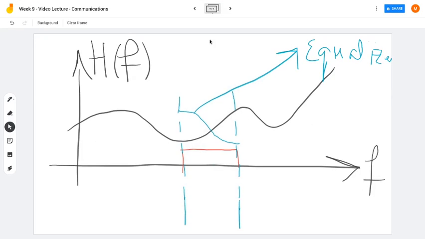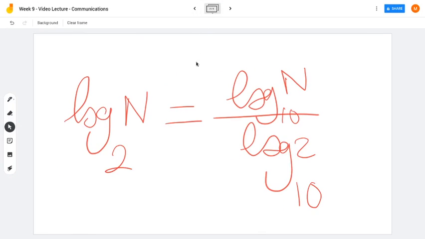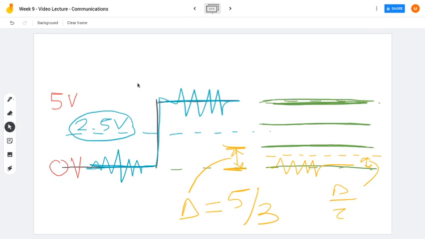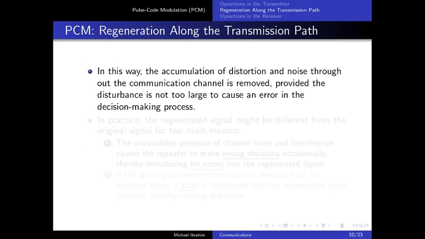So going back to our slides over here, it's similar to this concept we have been talking about. We have a threshold. If the received signal is larger than the threshold, it's logic 1. If it's less than the threshold, it's logic 0. So in this way, the accumulation of distortion and noise throughout the communication channel is removed by generating a clean copy of the message every time, provided that the noise is not too large that it would cause an error in the decision-making process.